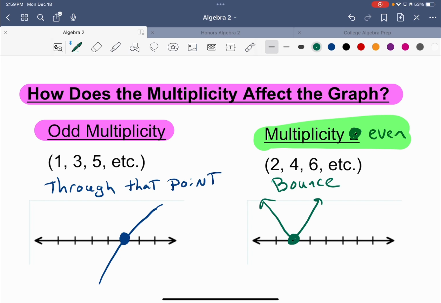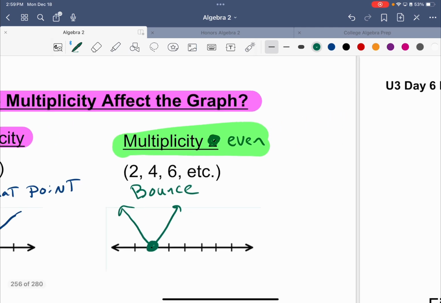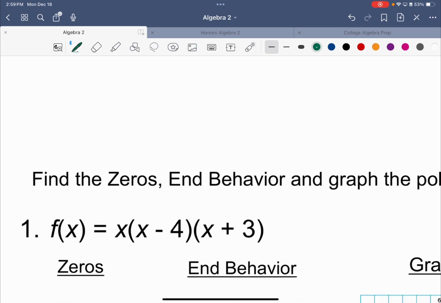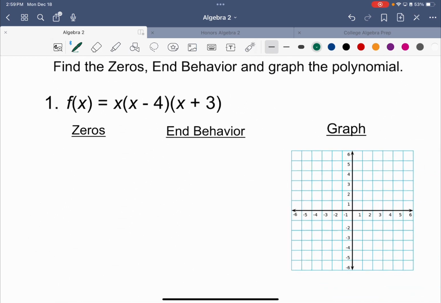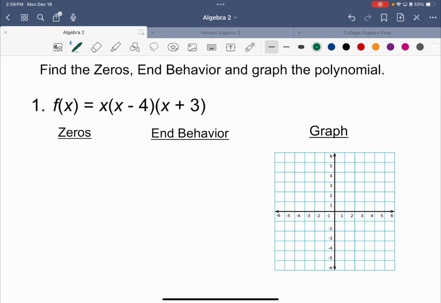So in order to graph, we need to be able to find 3 things. We need to be able to find the zeros, we need to be able to find the multiplicity, and we need to know what the end behaviors are. Then we can graph them. And as long as we can find those 3 things, it's not too bad to do. So let's take a look at this example. Let's find the zeros, the end behavior, and graph. I'm going to add in there find the multiplicity as well.